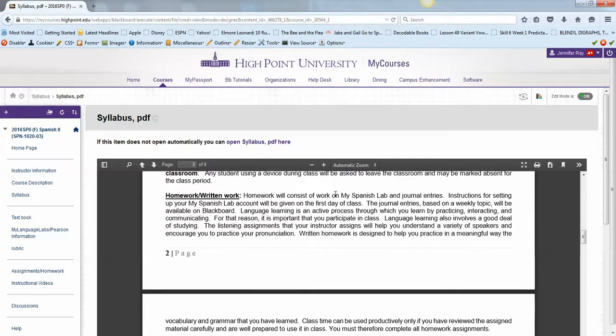Homework, written work. Homework will consist of work on My Language Labs and journal entries. Instructions for setting up your My Language Lab account will be given on the first day of class, which I have a video that explains how to do this.